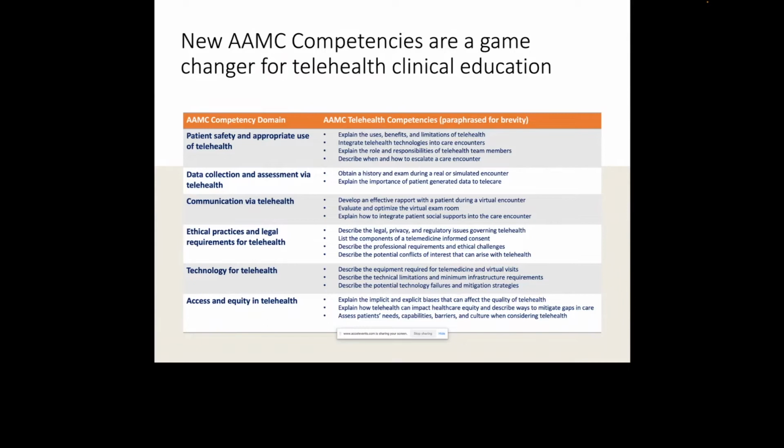But then the AAMC got together a lot of really smart people, and over a 2-year process, they built a set of competencies. These are paraphrased, and I'll have links to where you can get these, but they're under these domains, and these are kind of what they get at. They basically said, look, here's what every learner entering residency, every resident entering practice, and every practitioner should be able to do to deliver telehealth in a competent, patient-centered manner.